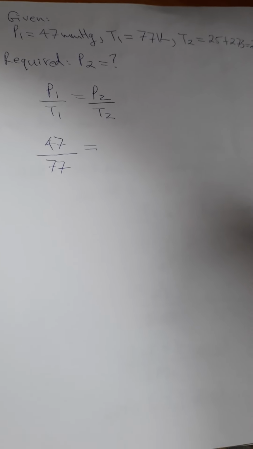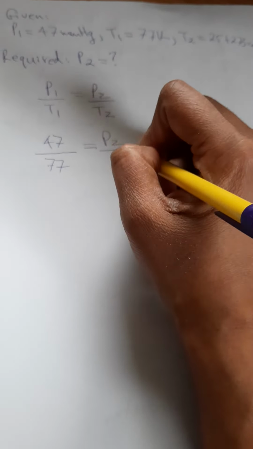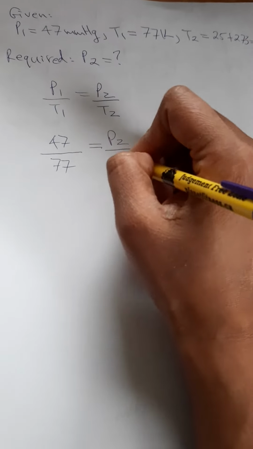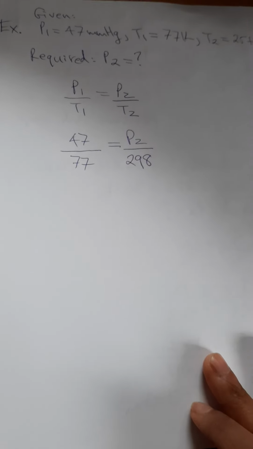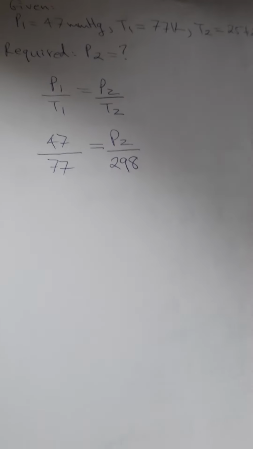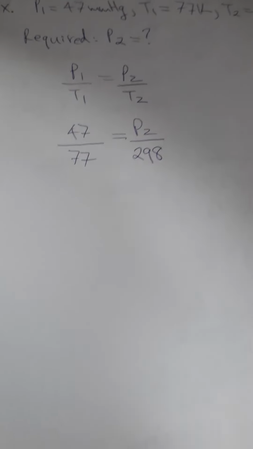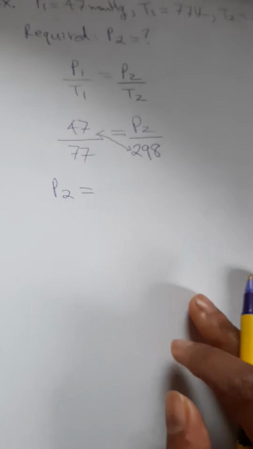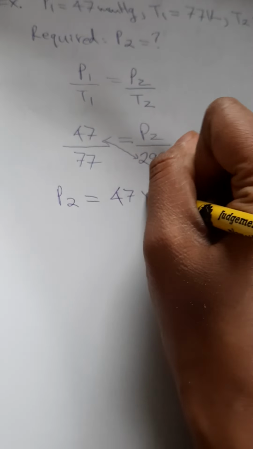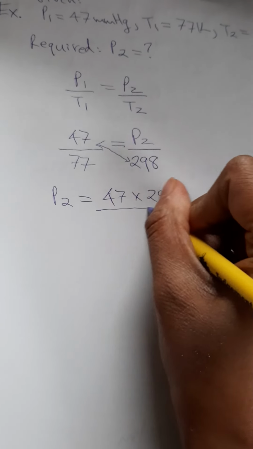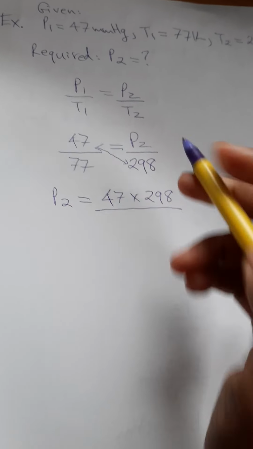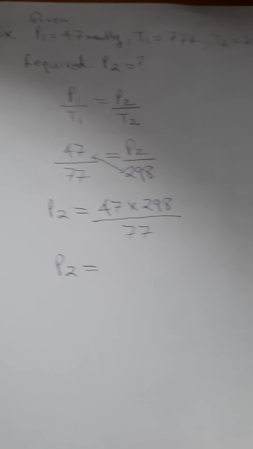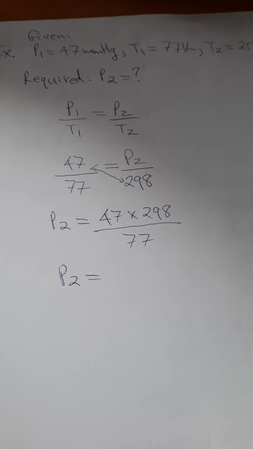Okay, and I'm going to make it equal to P2, because I'm looking for that, over T2, which is 298. Does everyone see that? One more time, we're going to just cross multiply this, and I'm going to make an arrow so we can see that. So P2 equals 47 times 298, and you're going to divide it by the third value, which is 77. That's going to be the value of P2.